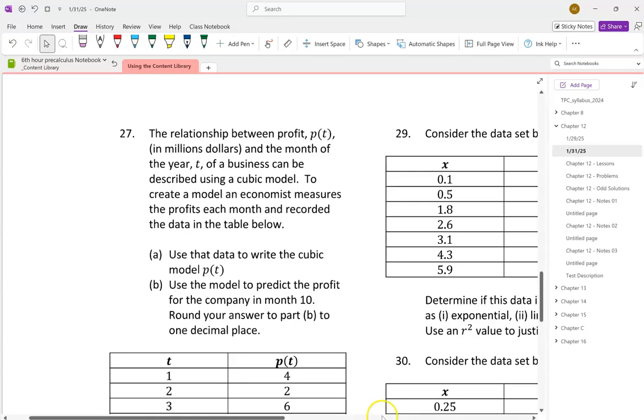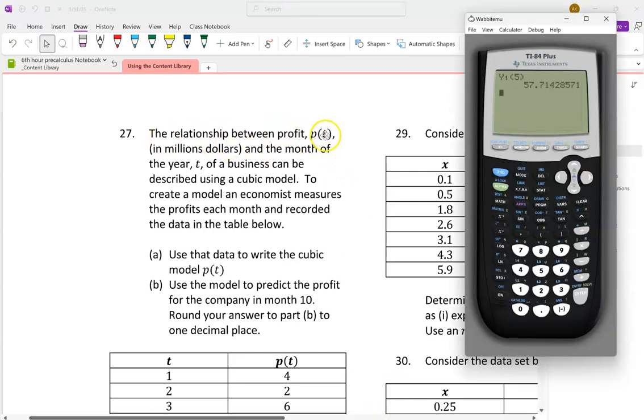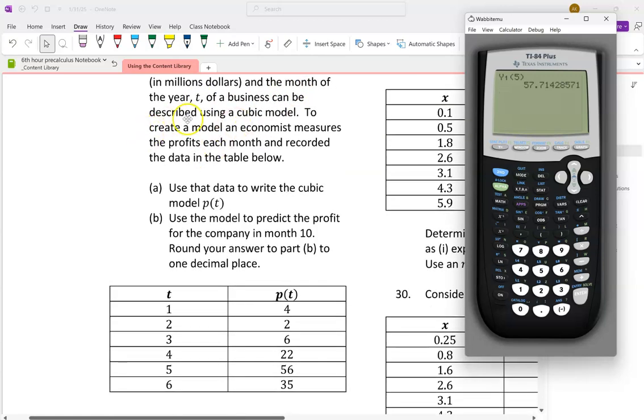It says the relationship between profit and the month of the year of a business can be described using a cubic model. To create a model, economists measured the profits each month and recorded the data below. Part A, use that data to write a cubic model, P of T. And then part B, use that model to predict the profit for the company in month 10. Round your answer to 1 decimal place.